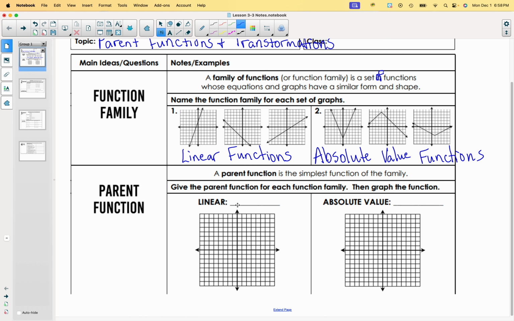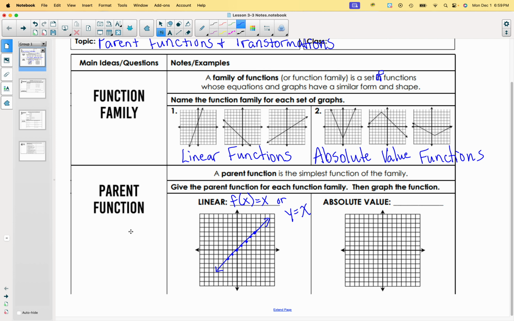So for a line, the parent graph is f of x equals x, or if you saw it as y equals x. You could make a table of values if you wanted to. Whatever x is, y is. If x is 0, y is 0. If x is 1, y is 1. If x is 2, y is 2, etc. Or negative: if x is -1, y is -1. If x is -2, y is -2. So you end up getting a line that looks like this. That is your parent graph for a line.